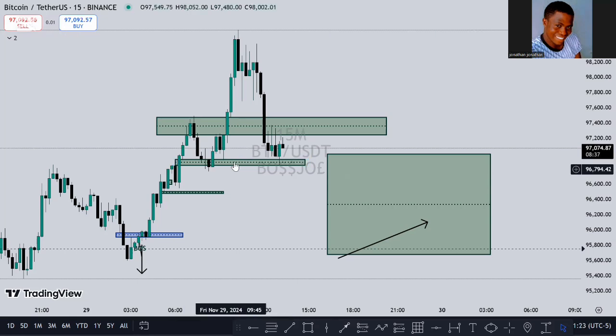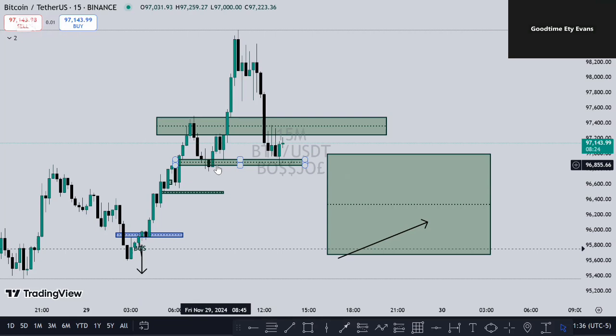This is a very nice PD array that I use for my entry, for my anticipated entry. First of all, I look for it. When price reaches there, there is something I want price to do inside the fair value gap before I now engage, buy or sell. Do you understand what I'm saying?